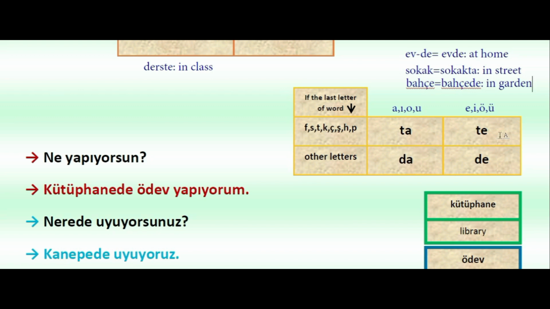We will be adding ta/da or te/de according to these two filters. The first filter is to check the last letter of the word. When the last letter of the word is one of the strong consonants, we will be using ta or te. The second filter is to check the last vowel. After a, o, u, we can use ta or da, and after e, i, ö, ü, we can use te or de. We need to check these two filters to pick the correct one.